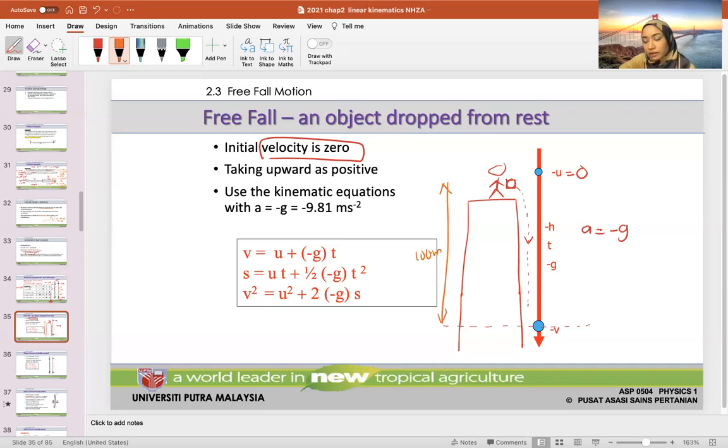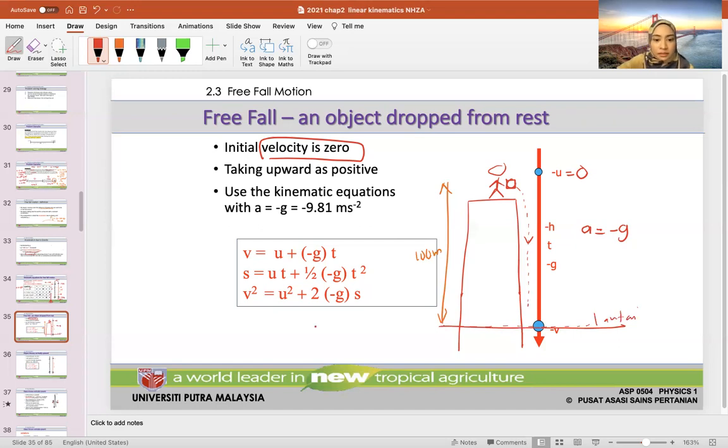So I have 100 meter. I have hadiah start dengan motion velocity equals to 0. A is minus g. Time tak tahu. Final velocity tak tahu. So how do I find the final velocity of hadiah X Hazira sebelum dia jatuh, sebelum dia cecah lantai? Kat sini lantai.